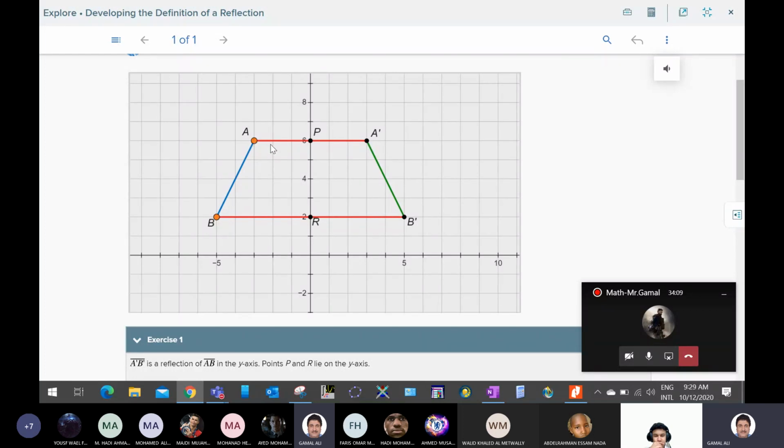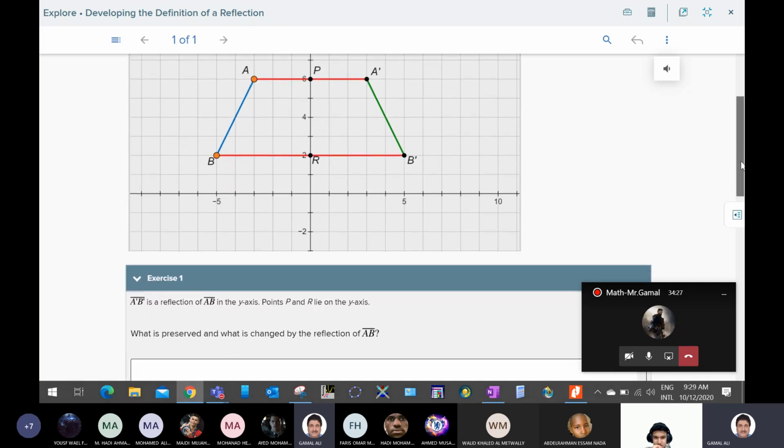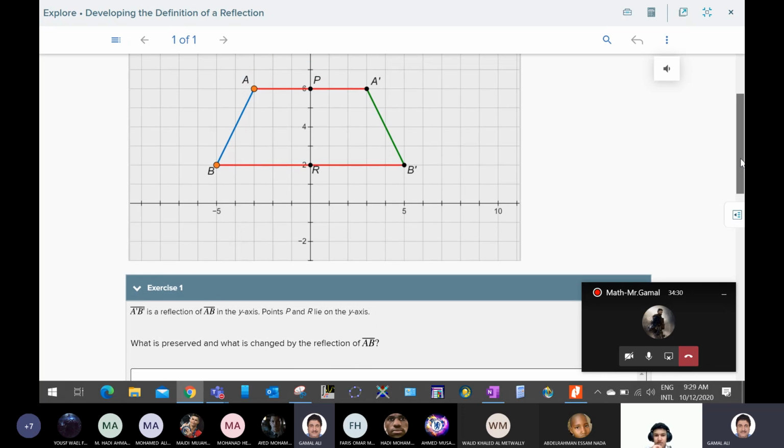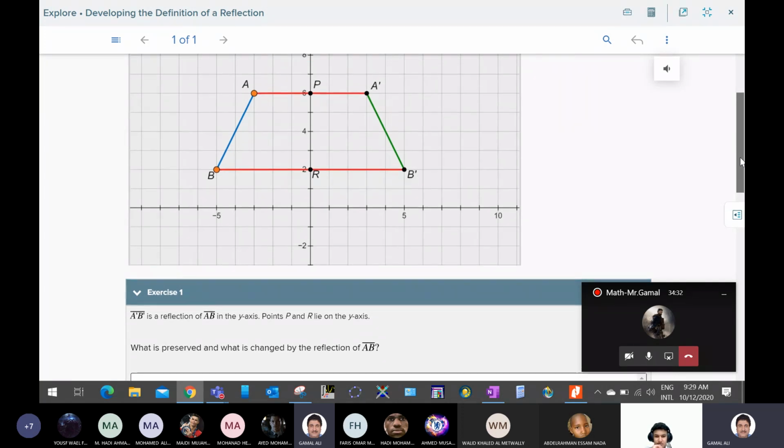So can you count the units? 1, 2, 3. Count another 3 on the other side of the mirror. This is the mirror. It will be 1, 2, 3. The same. Yes. B, the image of it is B dash, guys. So I have many questions here. Can you see the figure? Okay, AB is the original. A dash B dash segment is the reflection of AB in the y-axis.